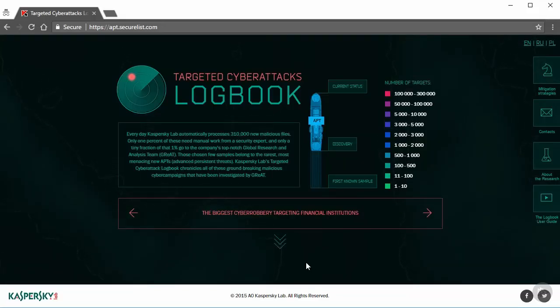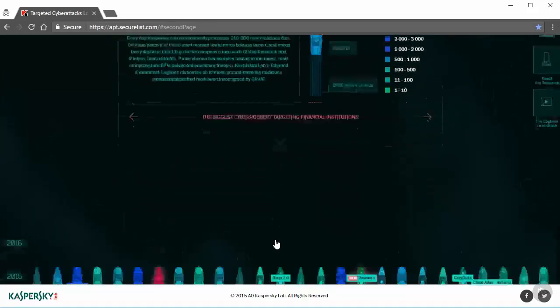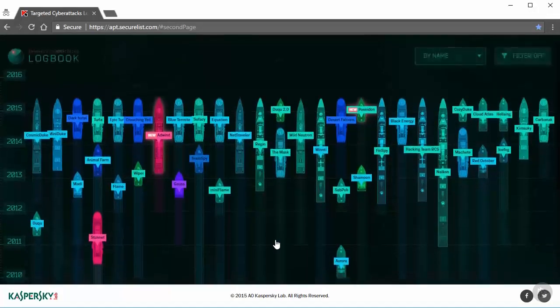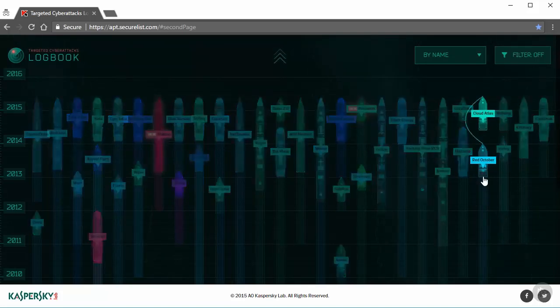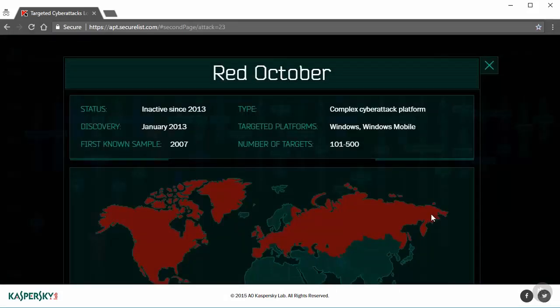So here we are. I'm going to just hit this little arrow down here and voila, a beautiful timeline. Let's take a look at our next candidate. This time, we'll examine another advanced persistent threat called Red October. I'm going to just click on this and here we go.